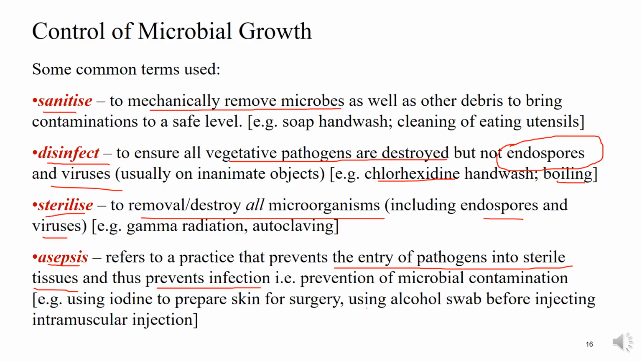Another example would be the use of alcohol swab before an injection is given to a patient. So you use the alcohol swab to remove the bacteria or any microorganisms on the surface of the skin, before you give an injection. Otherwise, when you give an injection, the bacteria or the microorganisms will be able to enter the skin as well.